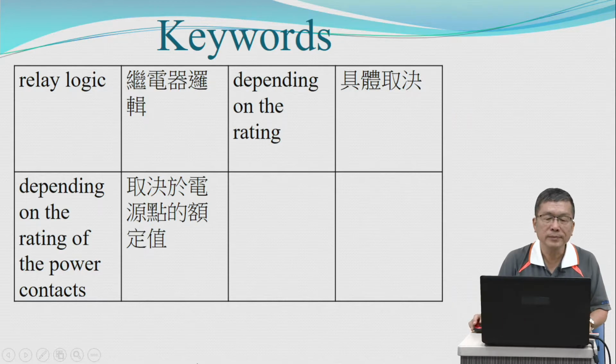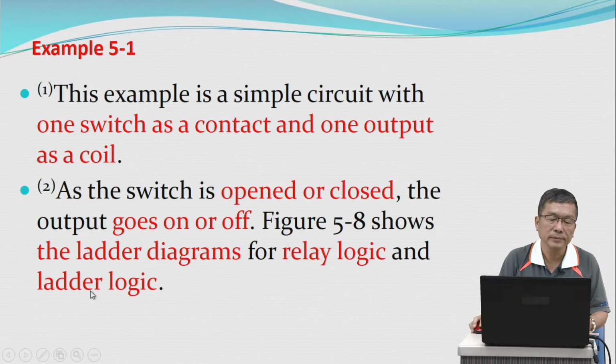Example 1, the keywords: relay logic, depending on the rating of the power contacts. This example is a simple circuit with one switch as a contact and one output as a coil. As the switch is opened or closed, the output goes on or off.